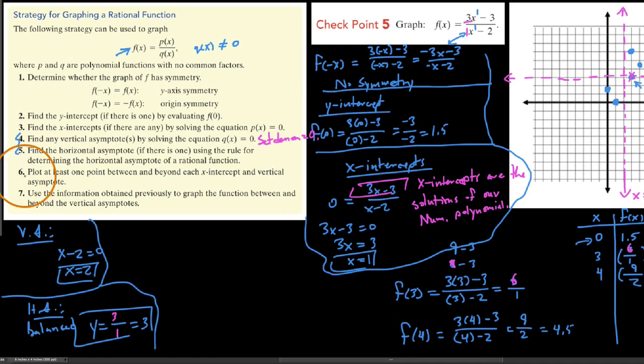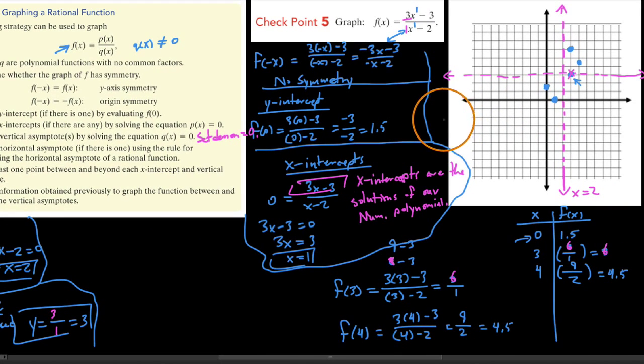Okay, so now, number 7 essentially says this. Use the information obtained previously to graph the function between and beyond the vertical asymptotes. So in terms of what we've done, we checked for symmetry, kind of an extra step. Found our x and y intercepts if they existed. Then we found our horizontal and vertical asymptotes. So our x and y intercepts and our vertical asymptotes and horizontal asymptotes being on here. We just plugged in extra x values that were beyond the x-intercepts and the vertical asymptotes.